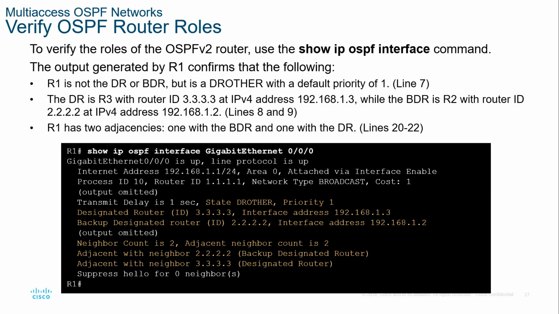To verify the roles, we can again do a show ip ospf interface, and you can see the designated router and the backup designated router IDs, as well as your current router ID. So again, R1 has two adjacencies, one with the BDR and one with the DR. You can see the neighbor count, adjacent neighbor count, and you can see the adjacent neighbors. 2222 is the ID and 3333 is the other ID, and it will actually list as backup DR and DR.